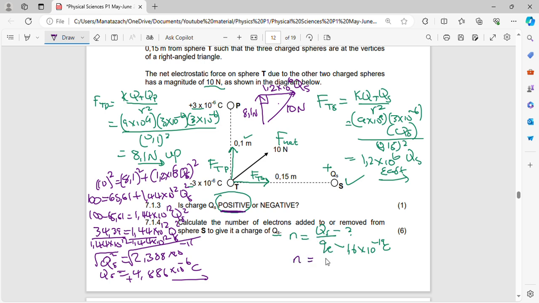Now that you know QS, it's 4,886 times 10 exponent minus 6. We divide it by 1,6 times 10 exponent minus 19. That will give us the number of electrons to be 3,05 times 10 exponent 13 electrons.